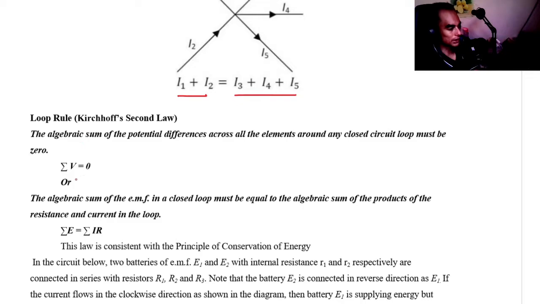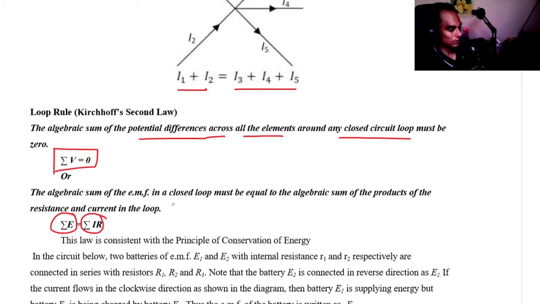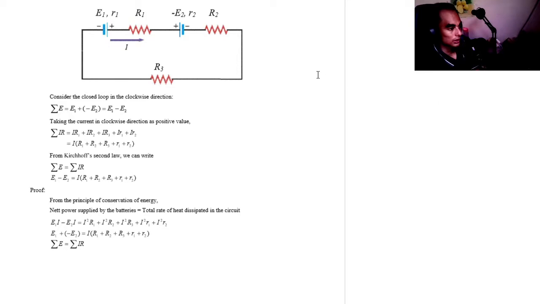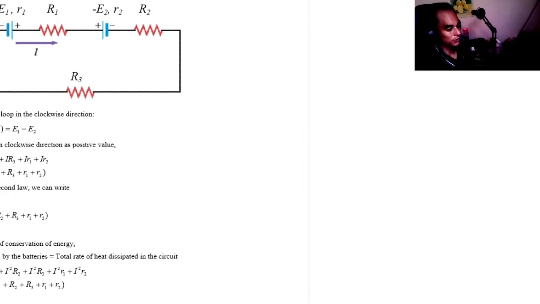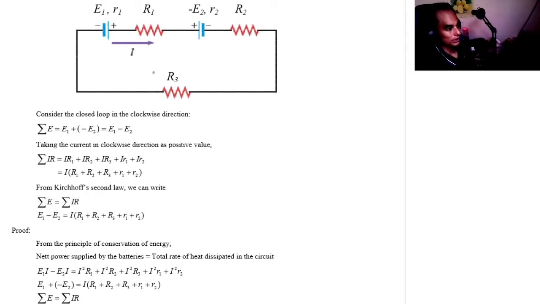The second law of Kirchhoff says that the summation of potential differences across all elements around a circuit must be 0. So the total voltage supplied by the EMF equals the voltage drop, or the voltage taken out by the resistors. This is consistent with the principle of conservation of energy. For example, here we have one loop. We call this one loop.